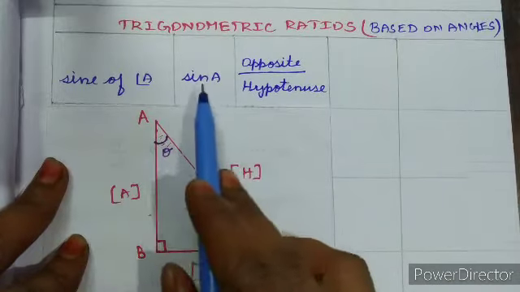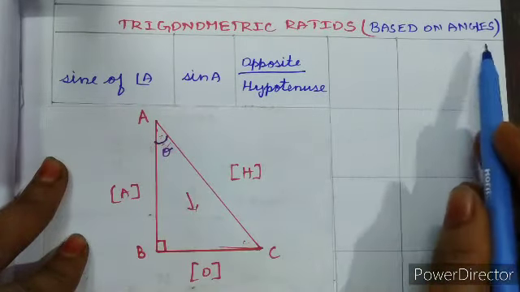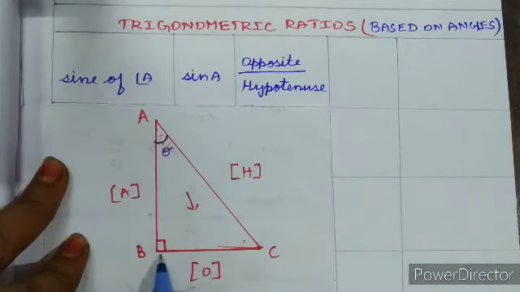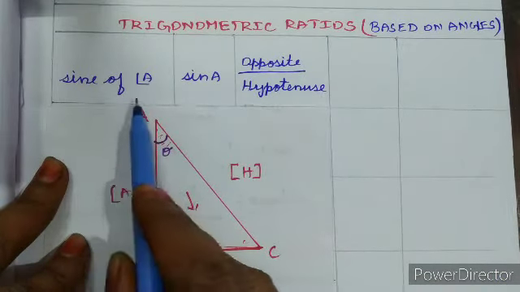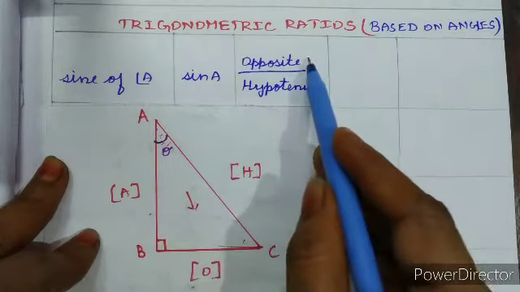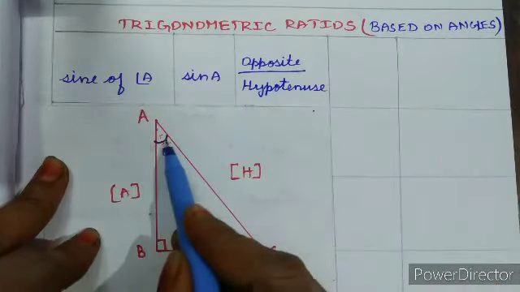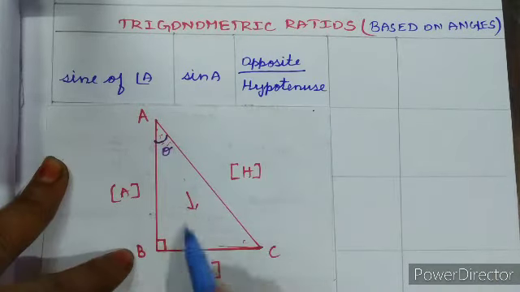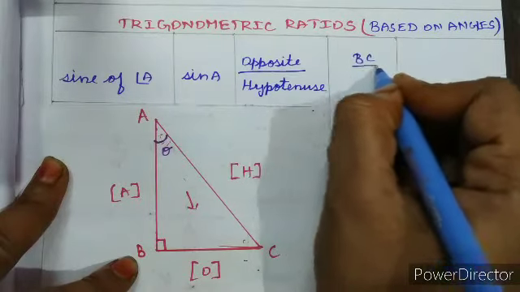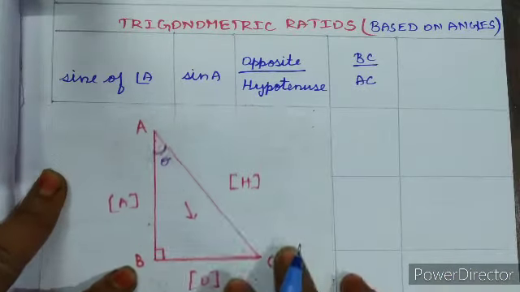Now we are going to see the trigonometric ratios based on the angles. Let's consider a right angled triangle, right angled at B. First, it is sine of angle A, which we write as sin A. Sin A is opposite by hypotenuse. For angle A, we know the side which is opposite to angle A is BC. So this is the opposite. So we get BC by AC.